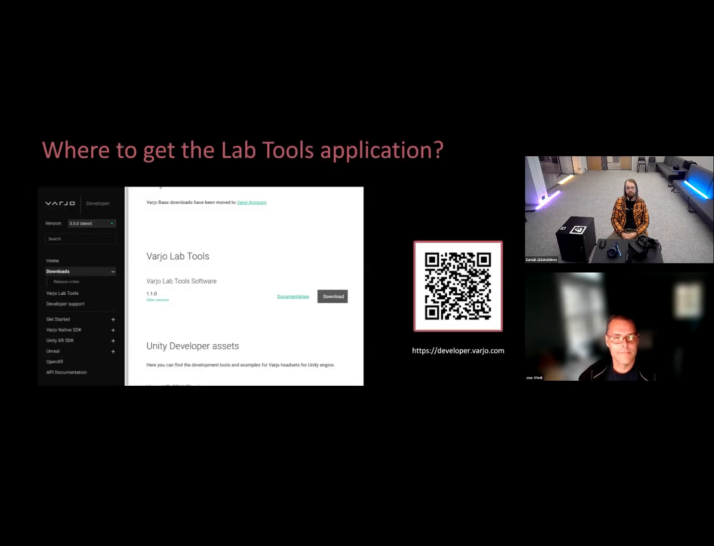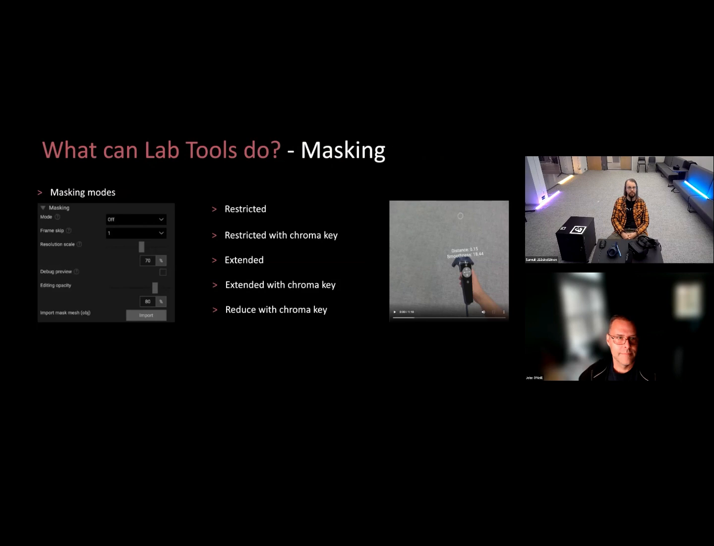To get these Lab Tools, you go to our developer portal, developer.varjo.com, and in the download section you can find Varjo Lab Tools. If you have an XR-3, you already have access to all of this software that we are currently showing here. You can also find the documentation for the Varjo Lab Tools on this website. Let's now go through the highlights of the different features that Lab Tools can do.